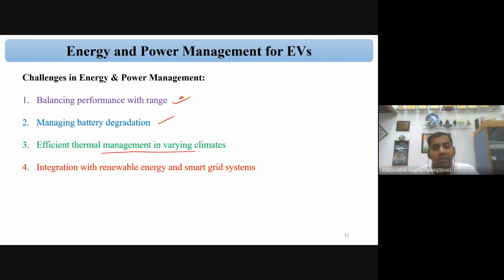Efficient thermal management in varying climates. How can we manage the thermal properties? Because nowadays in India we experience three seasons: monsoon, summer, and winter. Correct. So how can we manage the temperature of the battery, or the overall device of the battery? Last one, there is integration with renewable energy and smart grid systems. How can we do the integration with the smart grid or the renewable energy system, so that we pay a lesser amount for charging? Okay. So these are the challenges in energy and power management.